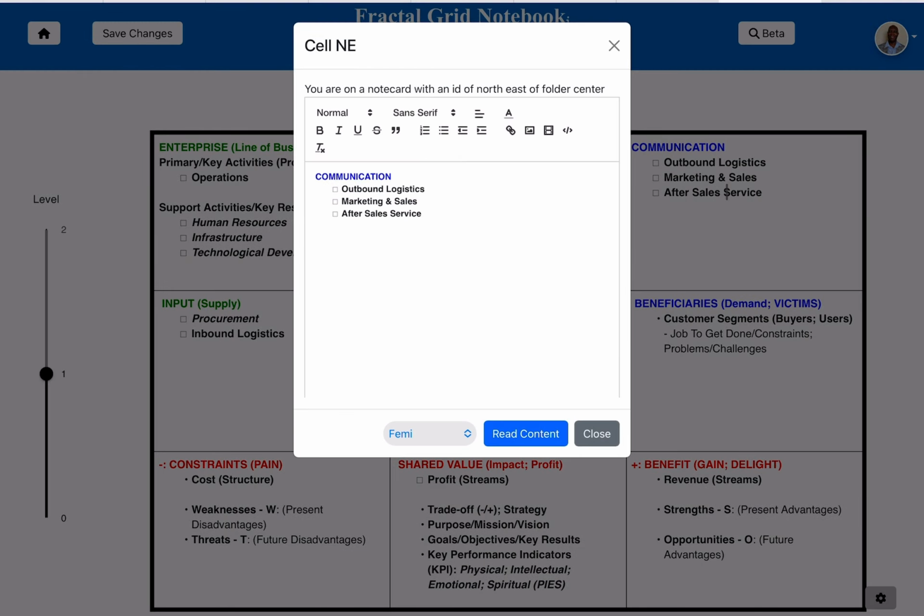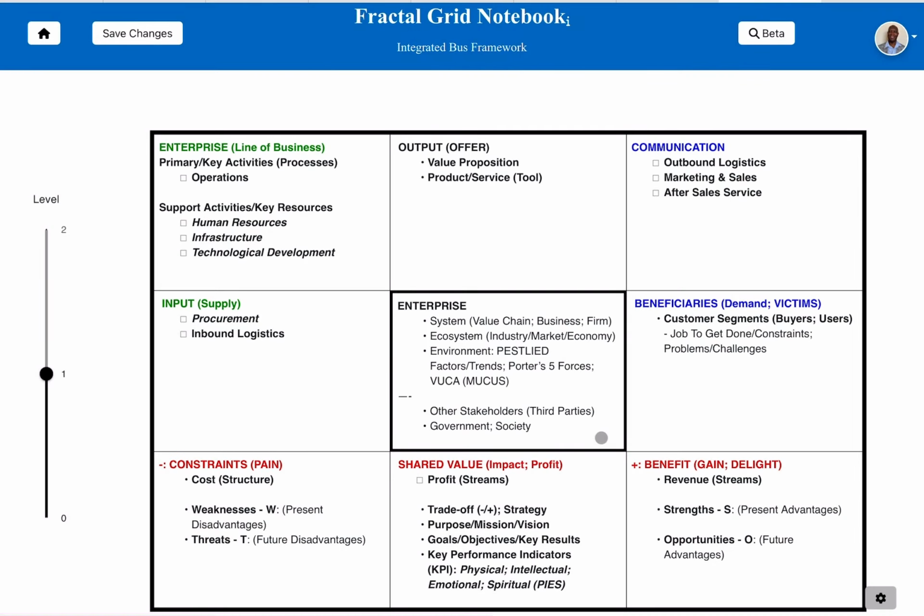So you're pinpointing the root cause of the weakness, not just the symptom. You got it. Okay, that's really smart. And once you understand that root cause, now you can develop a much more effective solution. You see, the fractal grid helps you uncover these hidden opportunities, these threats that a traditional SWOT analysis might miss completely.